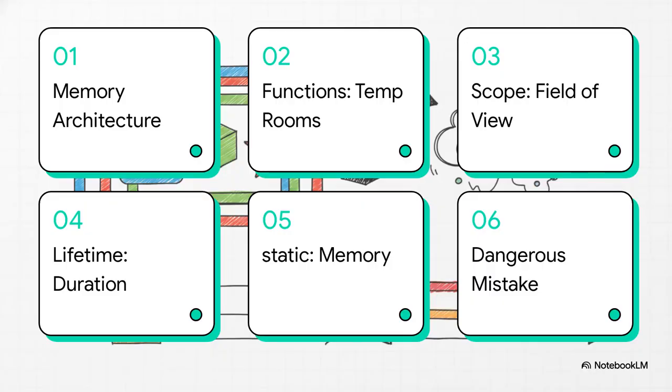We're going to start with a really simple way to picture your code's memory. Then we'll talk about functions, scope, and lifetime. After that, we'll get into the super useful static keyword, and we'll finish with what is, without a doubt, the most dangerous mistake you can make with memory in C. And don't worry, we're going to build it all up step by step.